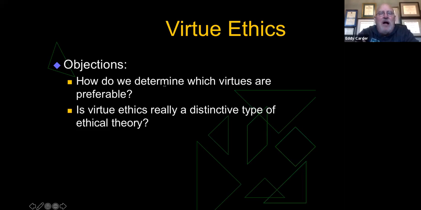Objections to virtue ethics: how do we determine which virtues are preferable? Aristotle has a listing of those. I should have put those on the slide. I did not do so, but he has a number of listing. You can Google that and look it up if you want. What are the Aristotelian virtues? But how do we determine which virtues are preferable and which virtues are not so preferable? And then the second question is, is virtue ethics really a distinctive type of ethical theory, or is it inherent in all of the other theories?